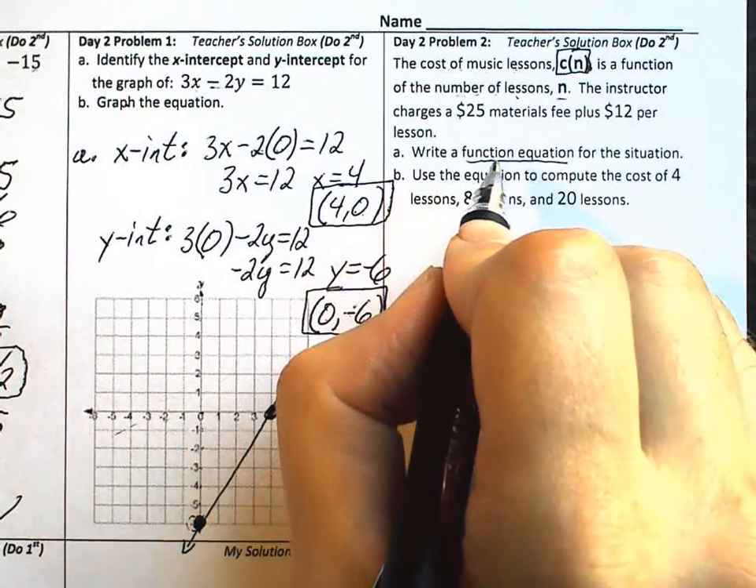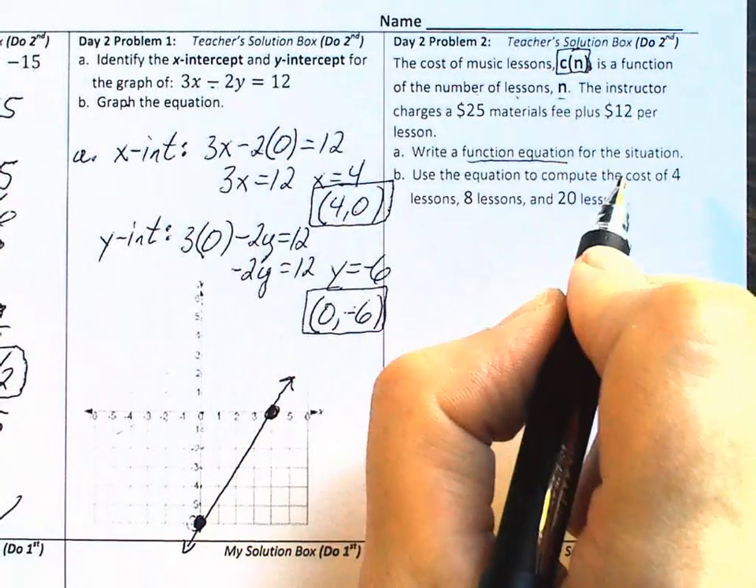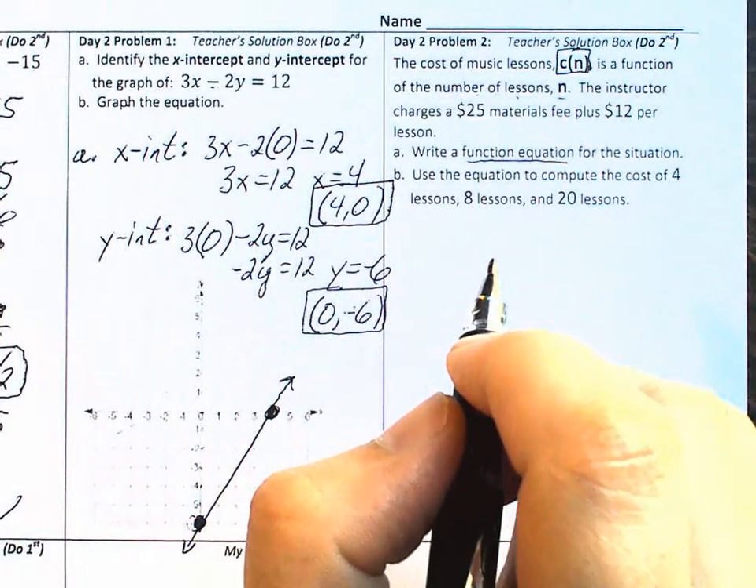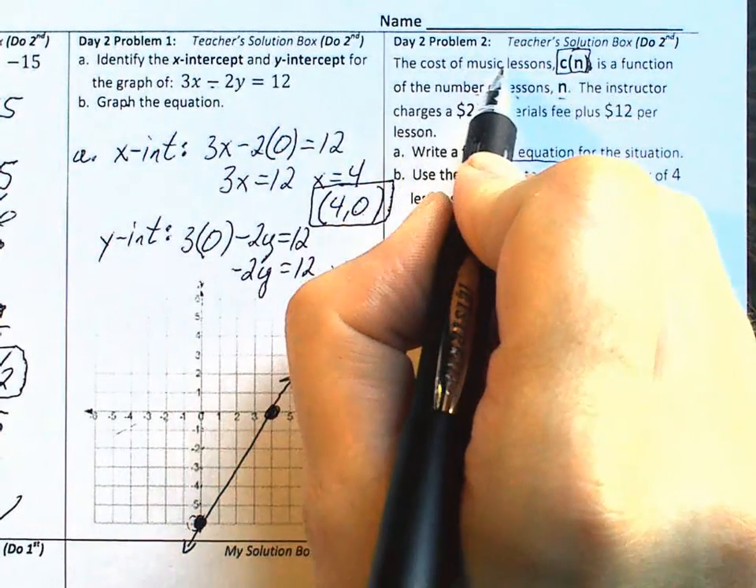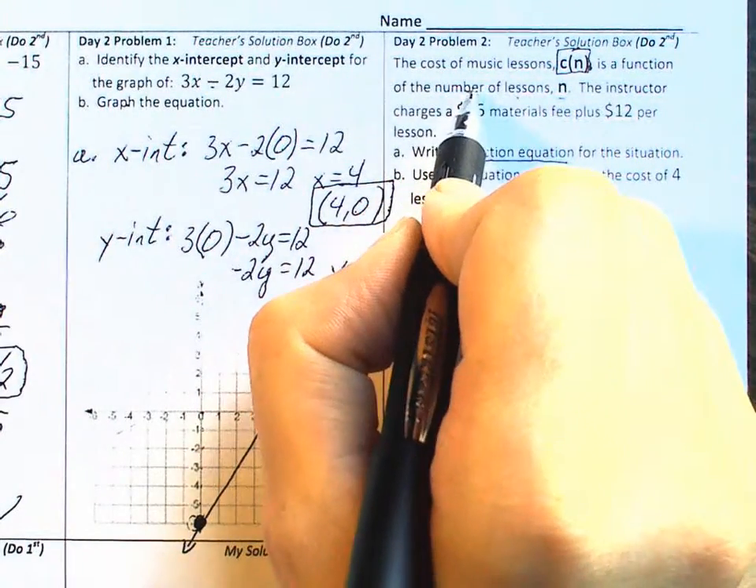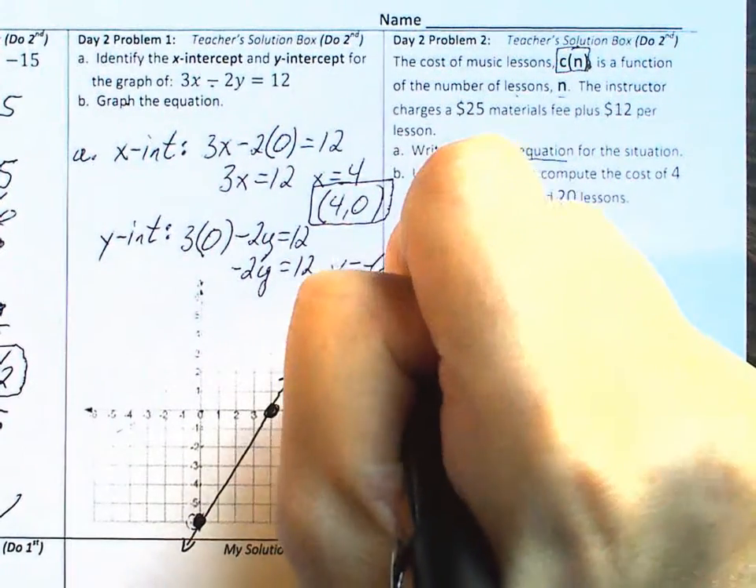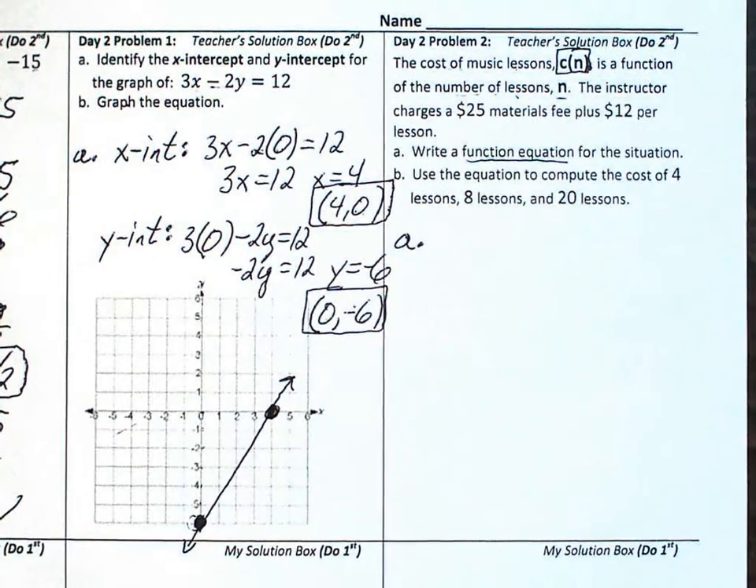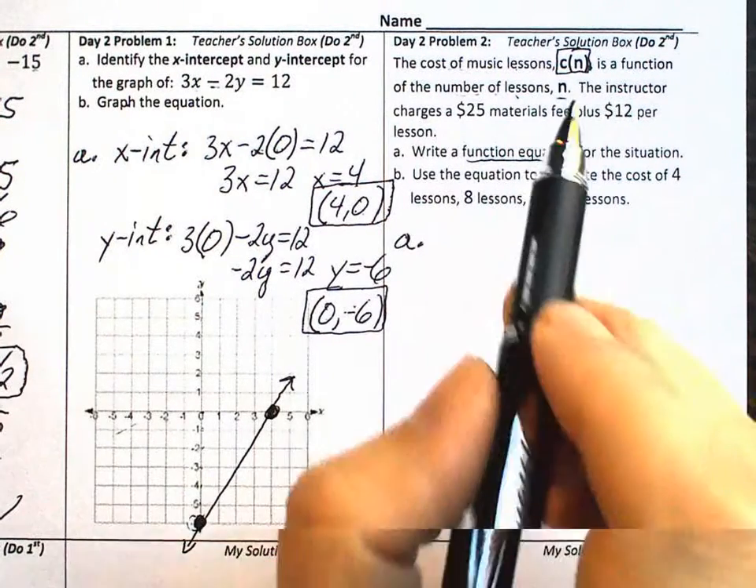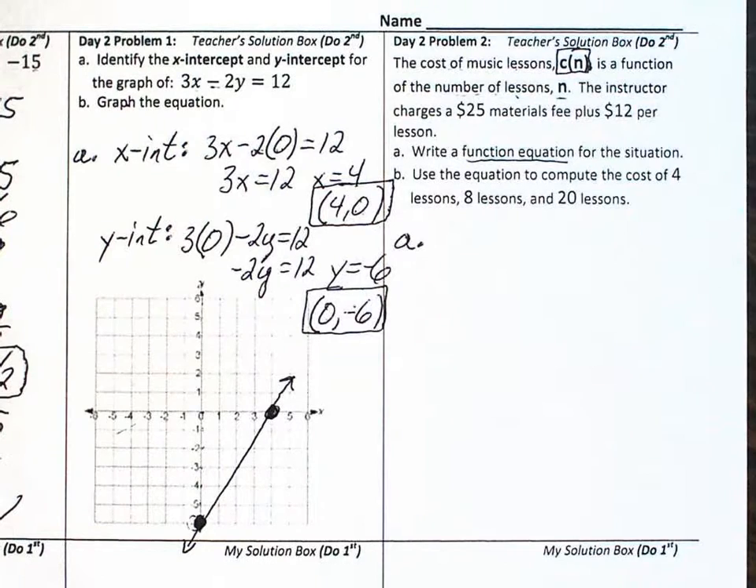Now in question A, we're asked to write a function equation for the situation. We want to write an equation that shows how the cost of music lessons depends on the number of lessons. So let's do that. To write an equation, there's going to be numbers, there are often variables, and there's certainly going to be an equal symbol because all equations have an equal symbol. Now in this problem, we're told all of the variables and numbers that we need to use to do this.